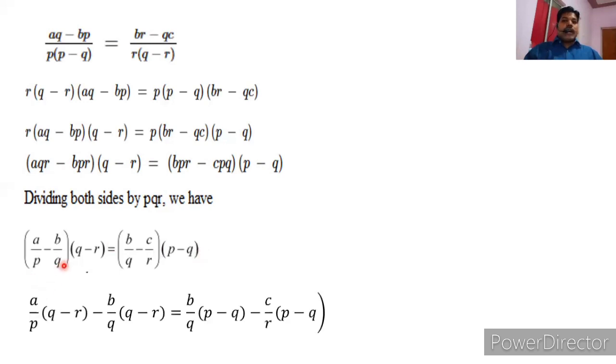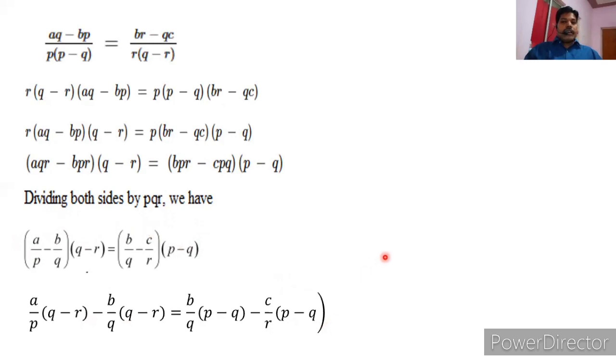See the next. What I am doing is just multiplying. A by P into Q minus R minus B by Q into Q minus R. Similarly, multiply these two terms also: B by Q into P minus Q minus C by R into P minus Q. All are understood, students? I just multiplied the outside term. So A by P into Q minus R, B by Q into Q minus R, B by Q into P minus Q, C by R into P minus Q.